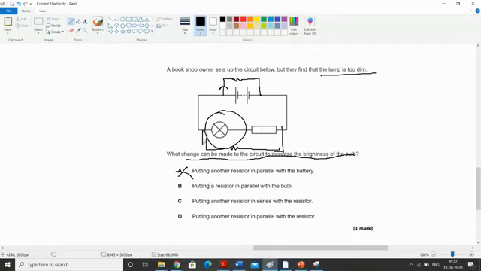If you put a resistance over here, the equivalent resistance will decrease, and if the equivalent resistance decreases, then the voltage decreases, so that will also not work. Putting another resistor in series with the resistor: if you put another resistor in series with this resistor, the equivalent resistance across this will decrease, and the voltage across this will also decrease. If the voltage across this decreases, automatically the voltage across the bulb will increase, so more brightness. That's why C is the answer.